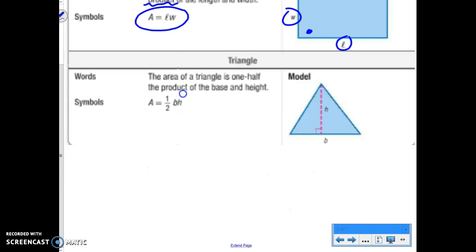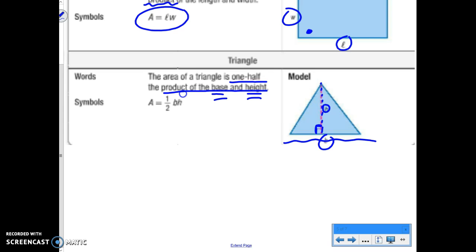Down here at the bottom, the area of a triangle, it says that the area of a triangle is 1/2 the product of the base and the height, okay? So here you have a base, which is the bottom part of your triangle. Here, this dotted line, you have a height. And notice how that height is always going to be given to you at a right angle there. That's how you know the distance from the base to the top part of that triangle is the height.